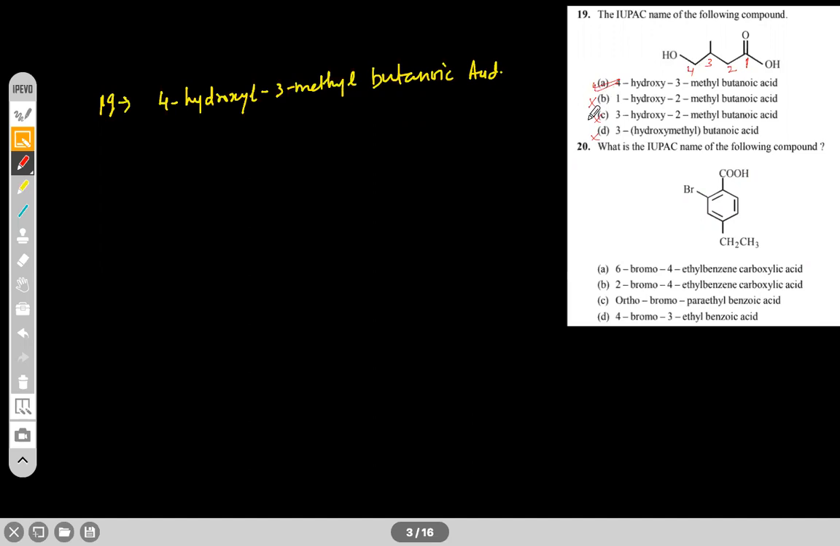Now, what is the IUPAC name of the following compound? It is given here. Obviously the ring has COOH attached, so you always start from this carbon as one, and then the bromine atom is two. This one is three, four, five, and six. At fourth position we have ethyl, and at second position we have bromine.